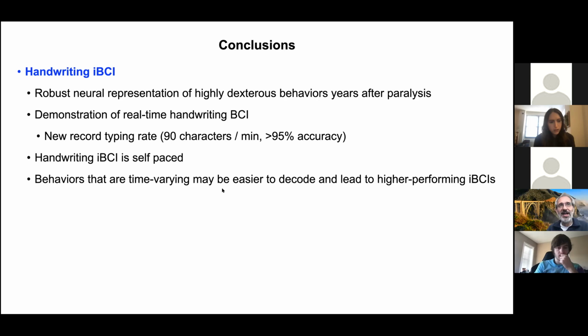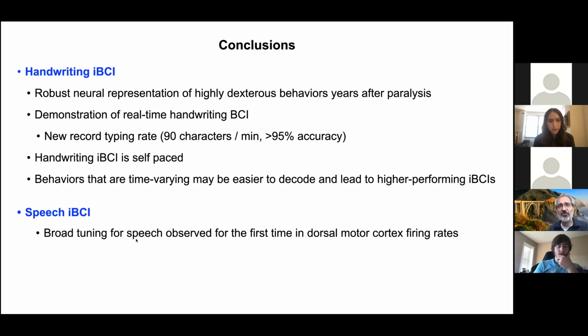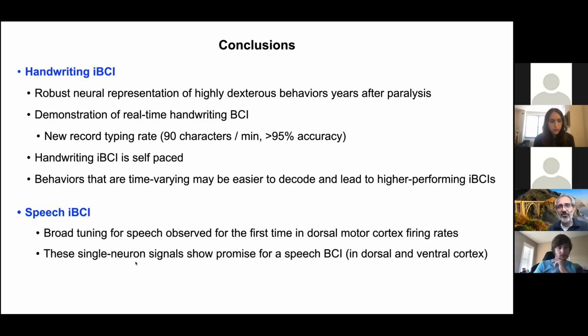Behaviors that are time varying may be easier to decode and lead to higher performing iBCIs. I did not have time to go into this, but in the bioRxiv paper, the question is: is there something about making hand movements that makes them fundamentally easier to decode than straight movements? And the answer is yes, there is. And it's the temporal complexity. And so we have some simulations and computations there. Okay, speech BCI, there's broad tuning for speech. We've observed speech for the first time in dorsal motor cortex. These neuron signals show promise, we think, for speech BCIs.